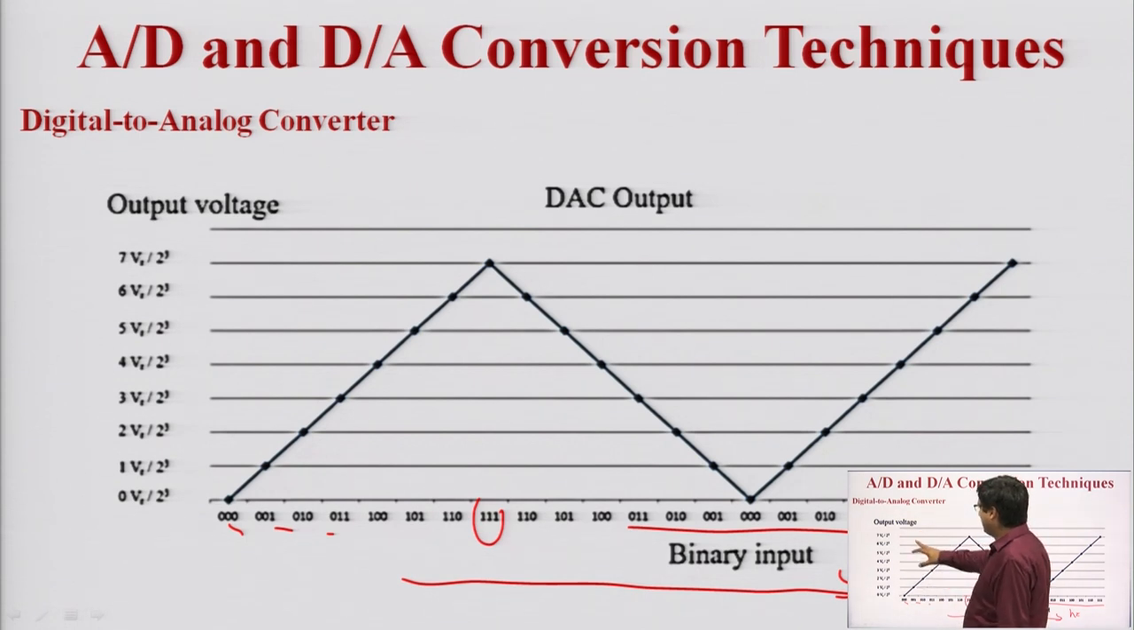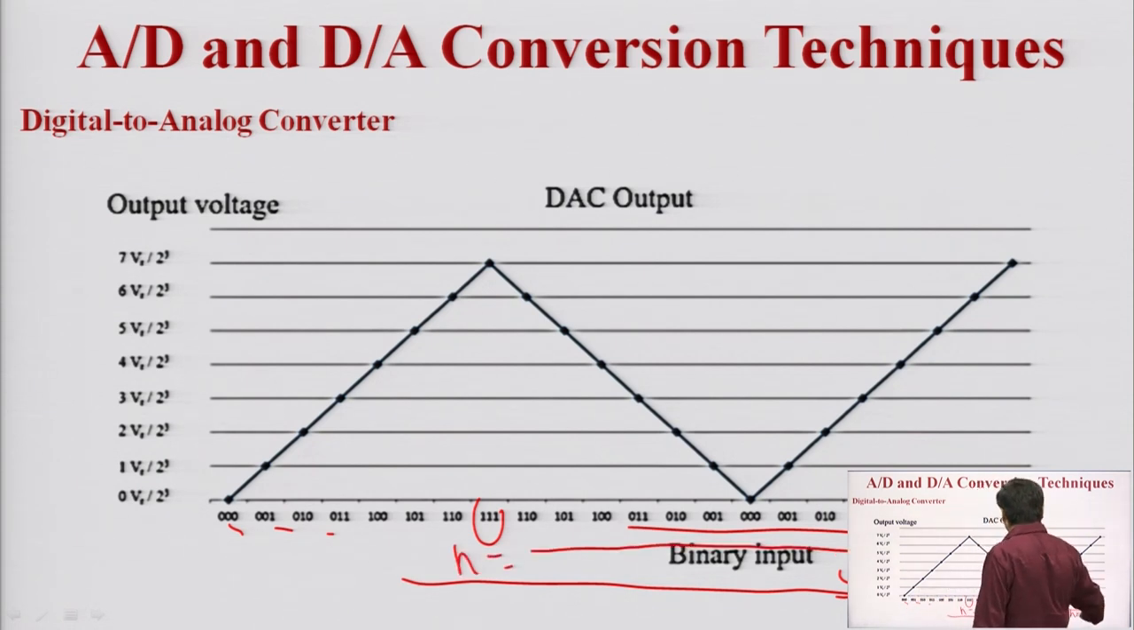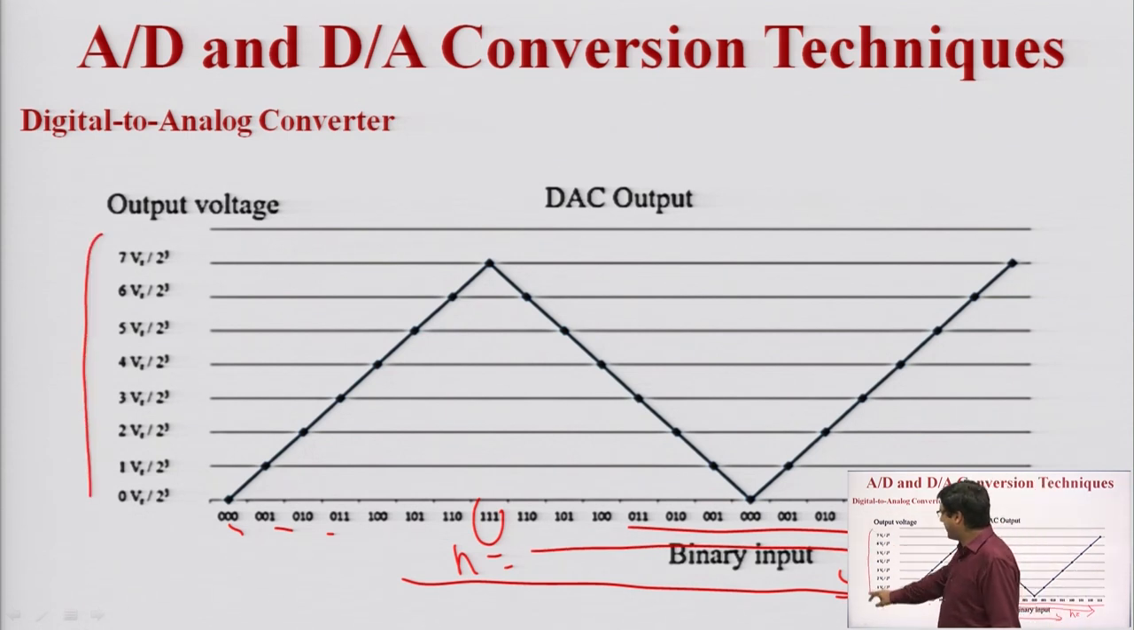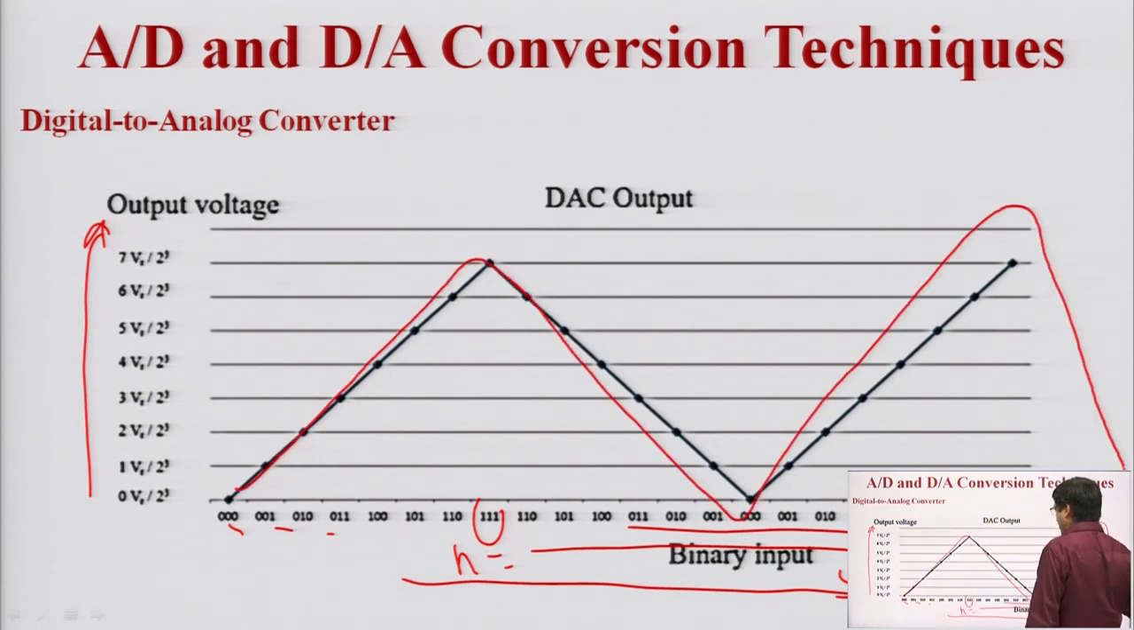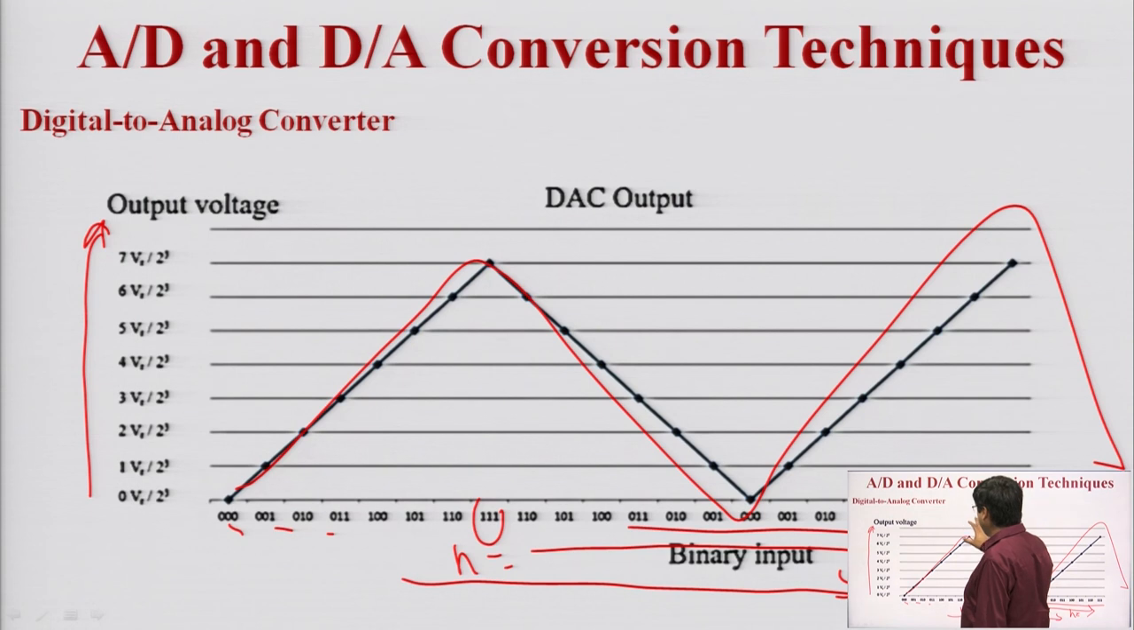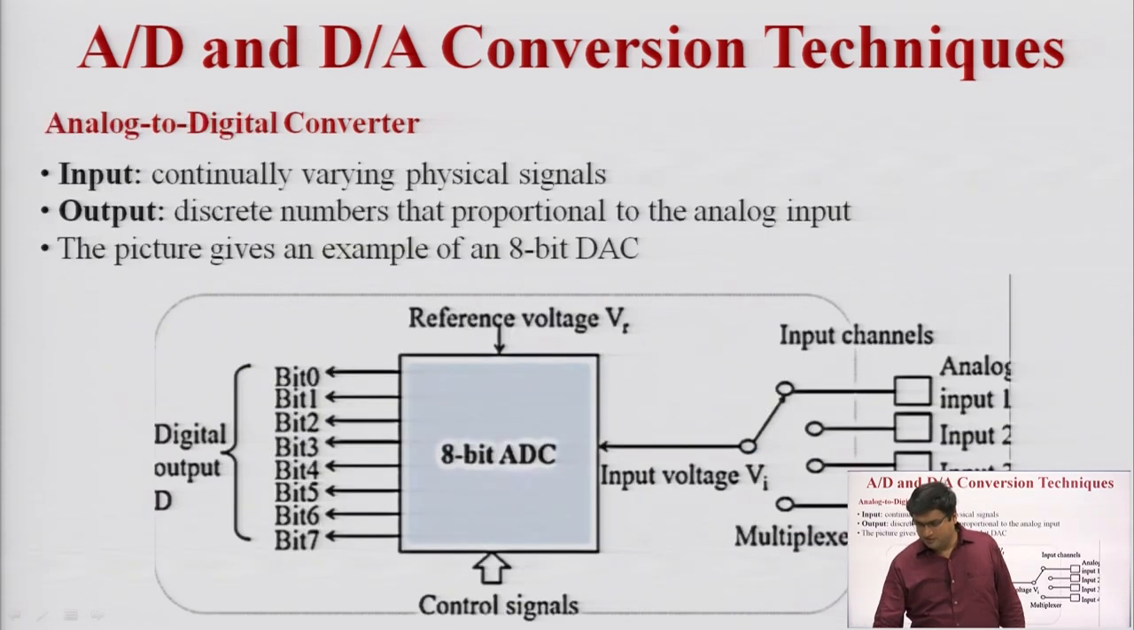From the calculation, we can see that for various values of n we have various output voltages. The output voltage can be observed as a triangular wave. According to the input we have the output, and the output is in the form of a triangular wave. For example, taking a value here, the output is 2 divided by 2 to the power 3, into Vr. This is the output voltage.